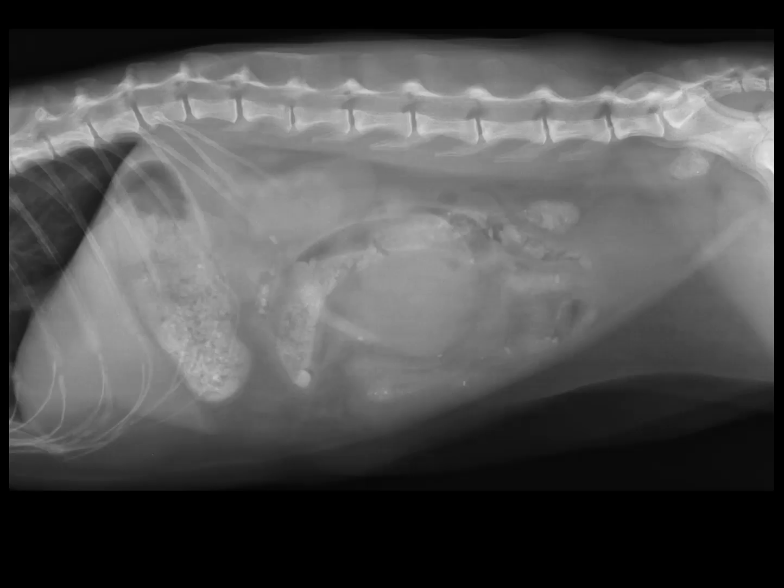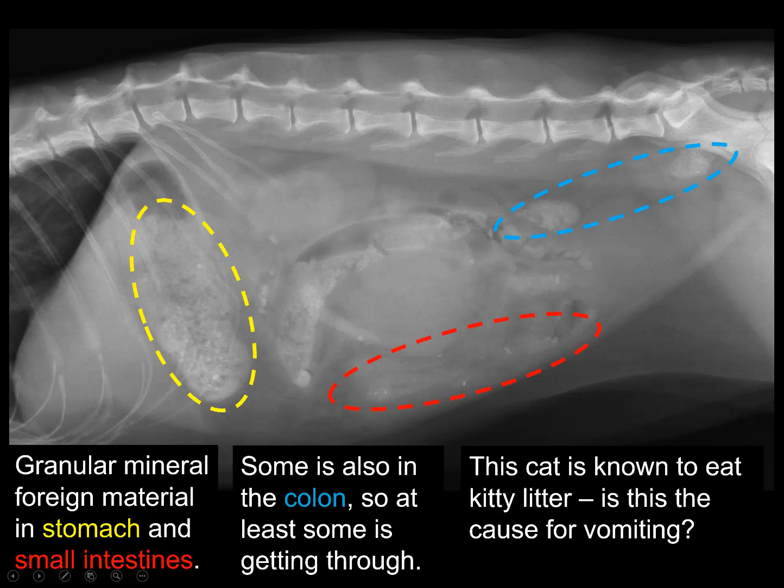Here's an older cat who does have GI signs and weight loss. And right away, we see that there's some abnormal opacity in the GI tract. There's some mineral opacity material in the stomach, in the intestines, and this loop of intestine is pretty distended. Could be colon, could be small intestine. So there's definitely abnormal material. At least some of it is definitely in the colon as you go down to the descending colon. So at least some of the material gets through. And the question is, is this material actually the cause of the vomiting or not? Since some of it's getting through, it seems like it's not obstructive, although it certainly could be irritating.